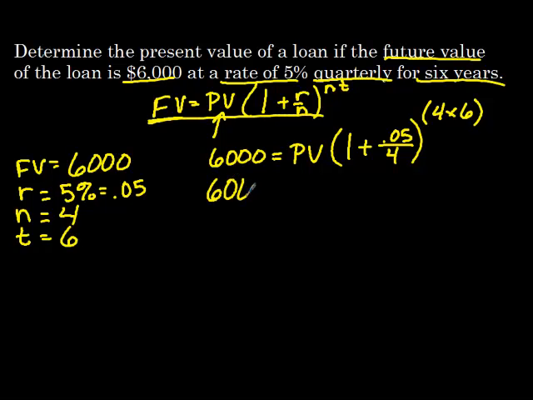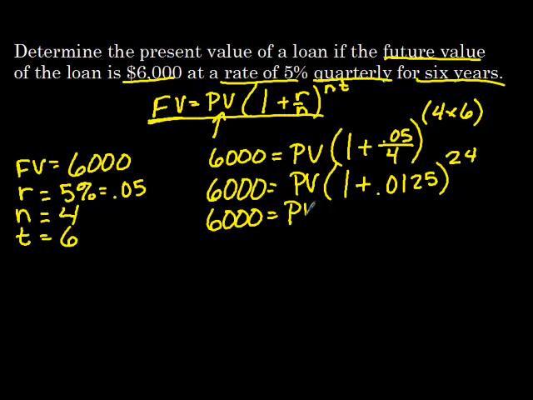So leave the 6,000 as it is. PV just stays as it is. And we work inside of these parentheses here. So we have 1 plus, we take 0.05 on our calculator, divided by 4, and we get 0.0125. This is raised to the 4 times 6 power, which happens to be in parentheses. 4 times 6 happens to be 24. Our next step, we just go through and we break some more stuff down. So 6,000 stays as it is, PV stays as it is, and we have 1 plus 0.0125. It's easy addition. It's 1.0125 raised to the 24th power.